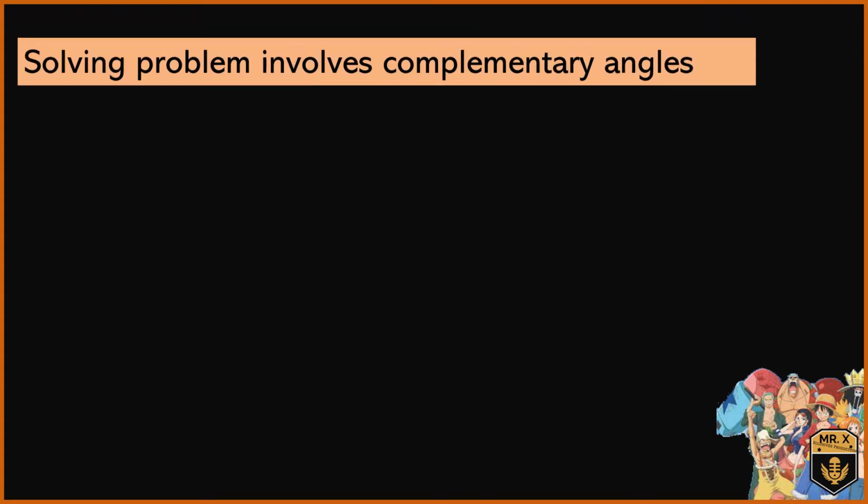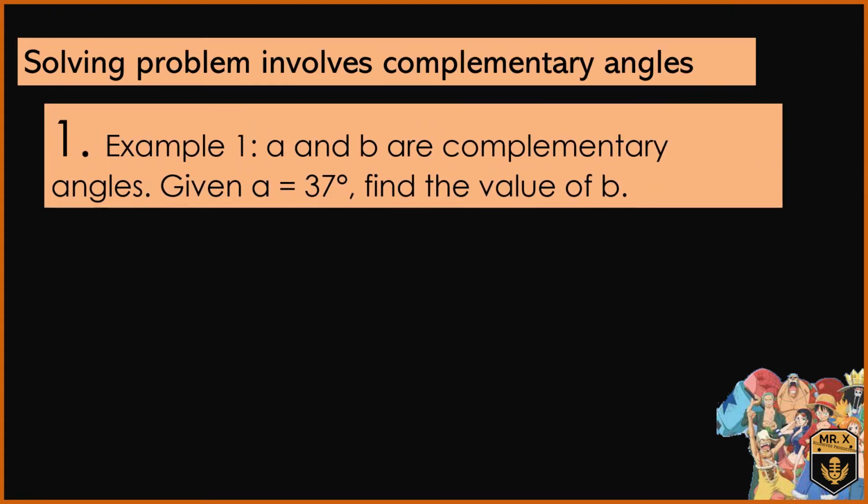Now let's solve some problems involving complementary angles. We have example number 1. A and B are complementary angles. Given A equals 37 degrees, find the value of B. Now, A and B have a relationship: they are complementary. It signifies that A plus B equals 90 degrees, because complementary angles have a total of 90 degrees.